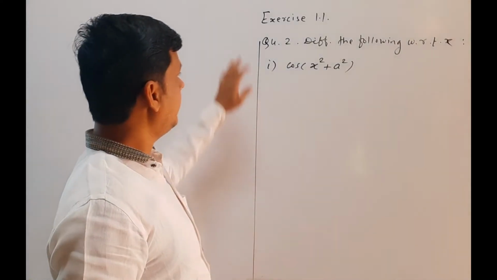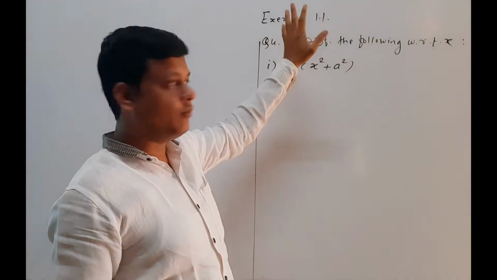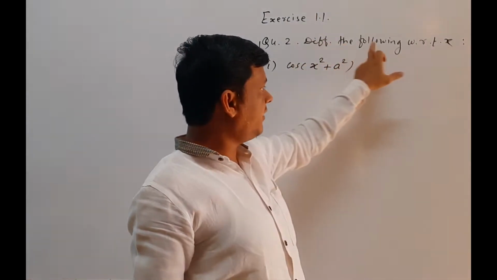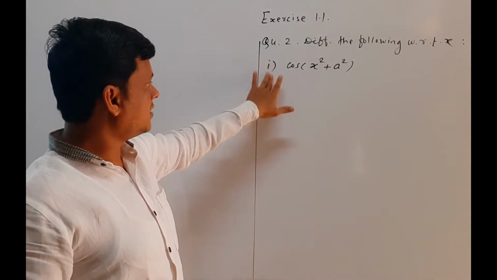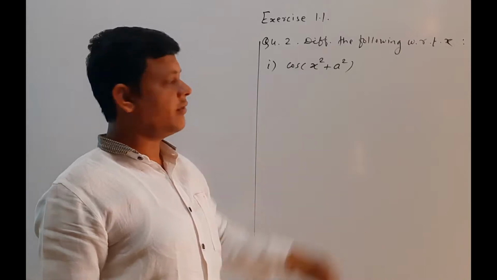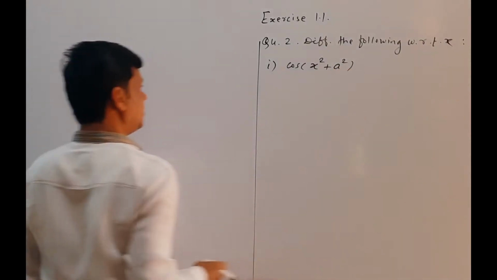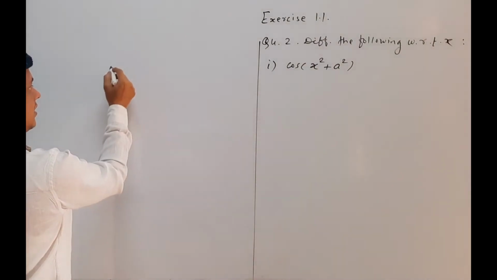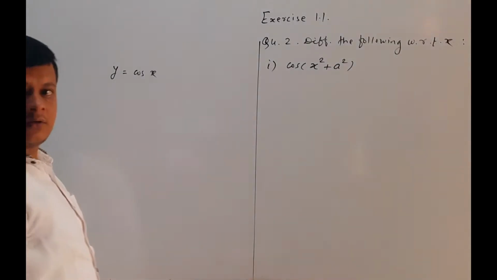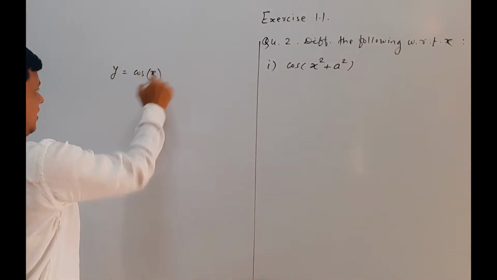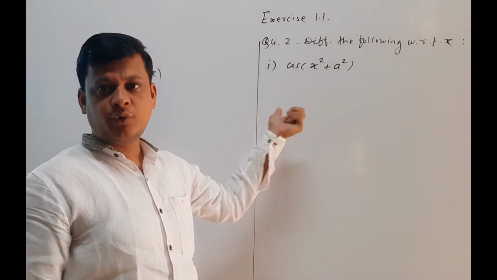Now see next question number 2 from exercise 1.1. Differentiate the following with respect to x. First sub question, cos of x square plus a square. So first we see which function is given here. Here the function is cos of x. So this is of the standard form, and the given value is in composite form.